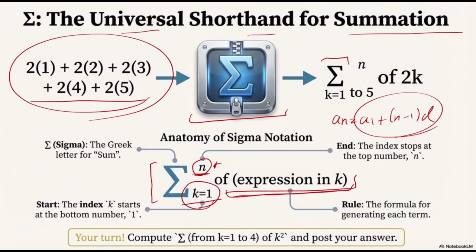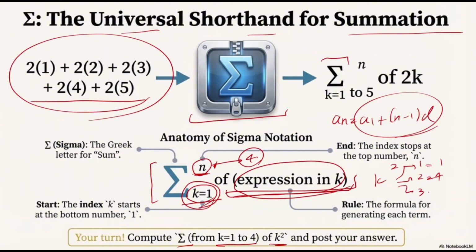So for example, I have the sigma from k equals 1 to 4 of k squared. It means that k equals 1 is the start, and n is going to be 4, and the expression that I have over here is k squared. What does that mean? It means that the very first number is 1. The second number is 4.